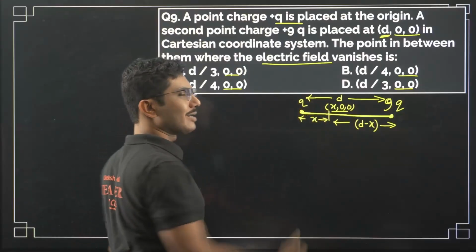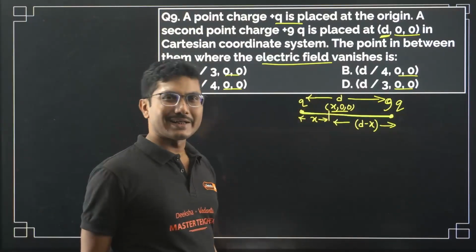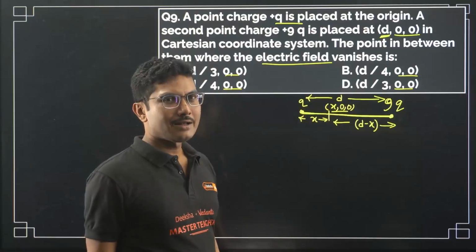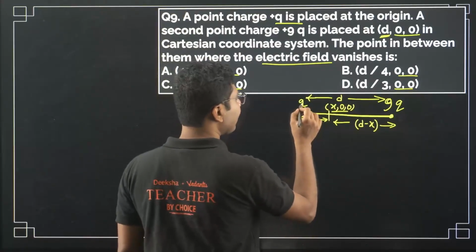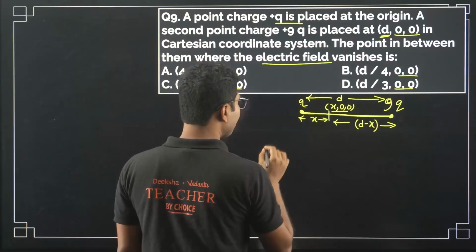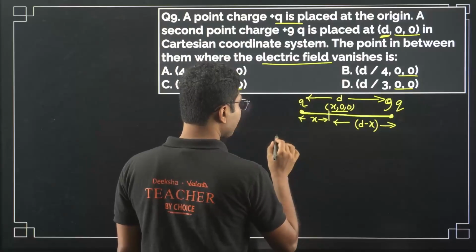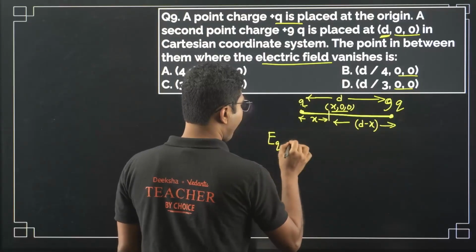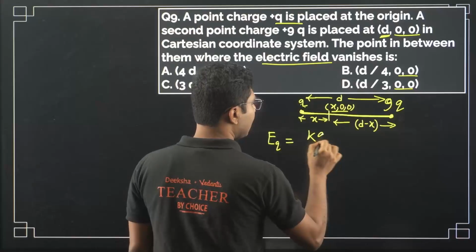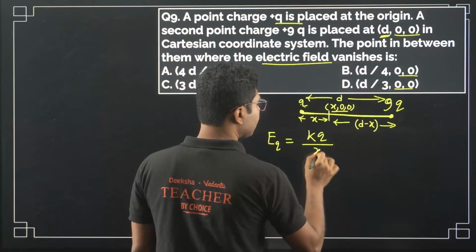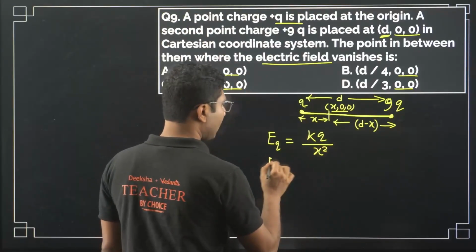So what is the question? The question is to calculate the electric field, compare them and find the value of x. So what is the electric field due to q? The electric field due to q is given by k q by x square. What is the electric field due to 9q?